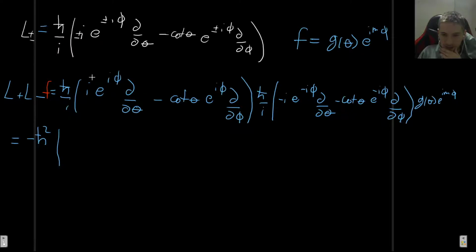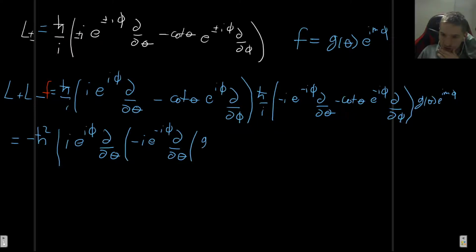So this first part, multiplying this right here, or acting on it, now we get i e to the i phi d theta of this right here. So minus i e to the minus i phi d theta, and this is acting on g of theta e to the i m phi. Okay, so this is the first term. We will simplify it in a bit.